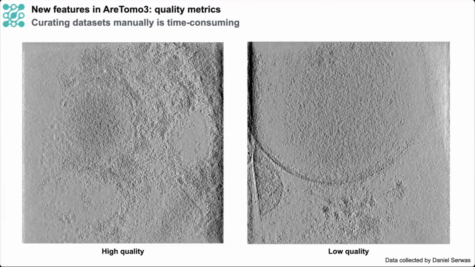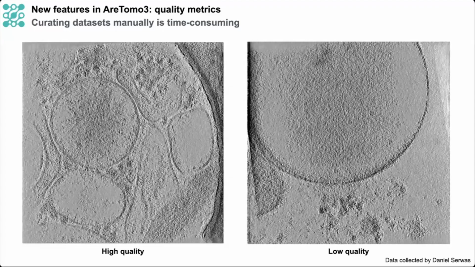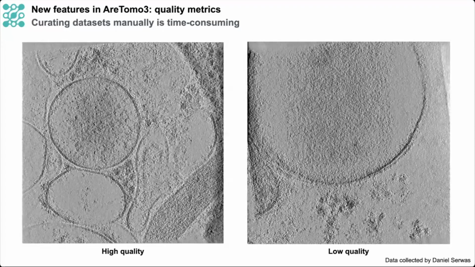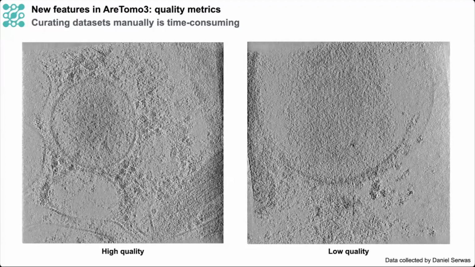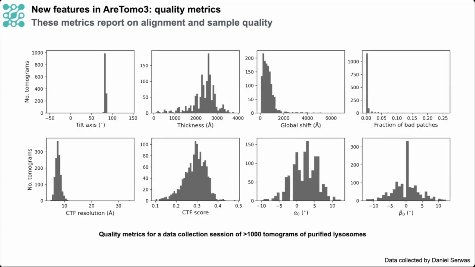From visual inspection, it's often immediately obvious whether a tomogram is of high quality and well-aligned, as in this example on the left, or is poorly aligned, as in the example on the right. But visual inspection simply doesn't scale to when our data collection sessions span hundreds or even over 1,000 tomograms. To address this bottleneck, Artoma 3 now tracks various quality metrics that are shown in these plots here. And in the future, we plan to extend this to track additional quality metrics as well.